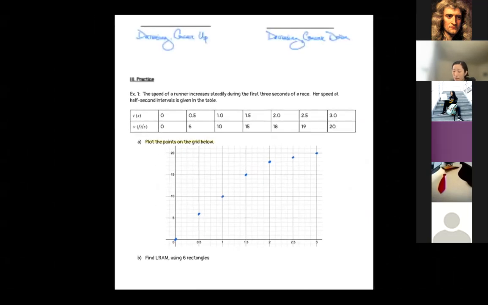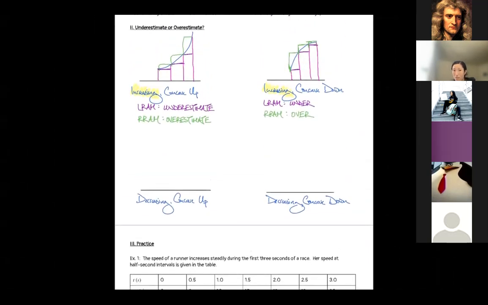Now, if we compare this to what we just talked about with the over and under estimates, we would expect that if we chose a left approximation, we would get an underestimate, whereas if we chose a right approximation, we would get an overestimate. Does that make sense? So for increasing functions, the left approximation is going to be an underestimate and the right approximation will be an overestimate.